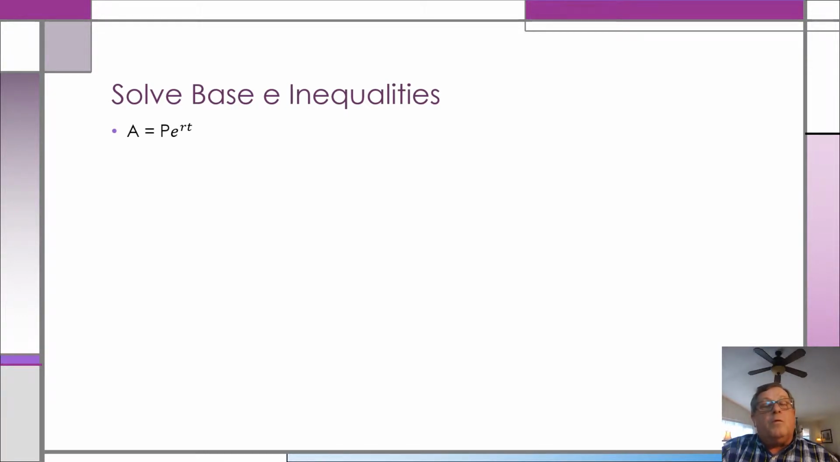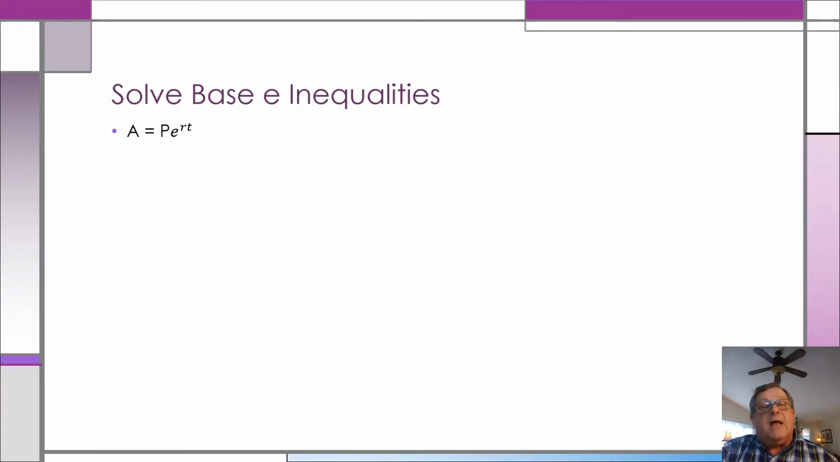So here's our formula. We got A, that's our account balance, let's say, or final amount, equals P, our principal, and then that is times the natural base E raised to the power of RT, where R is our rate of return in decimals, and T is our time. And in the examples we'll be working with here, that T is in years. That's our unit of time, is years.